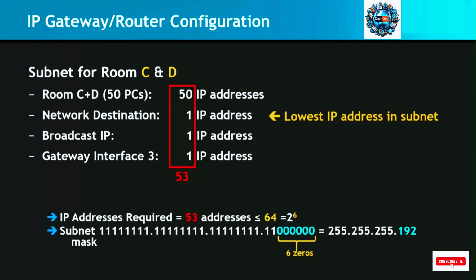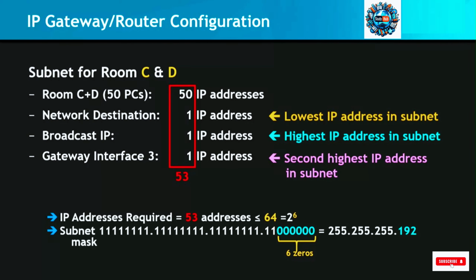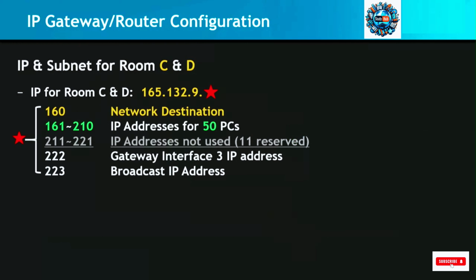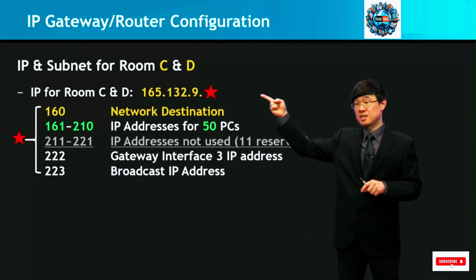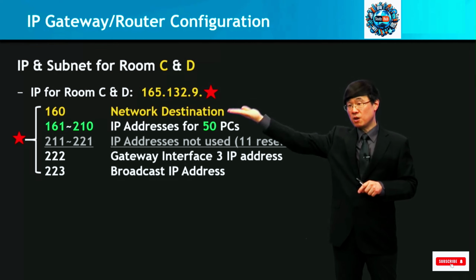Now, the lowest IP address in the subnet will be used for the network destination for the subnet of room C and D. For room C and D to broadcast on this subnet, I will use the highest IP address. And also, among the numbers in this subnet, I will use the second highest IP address for the gateway interface number 3.